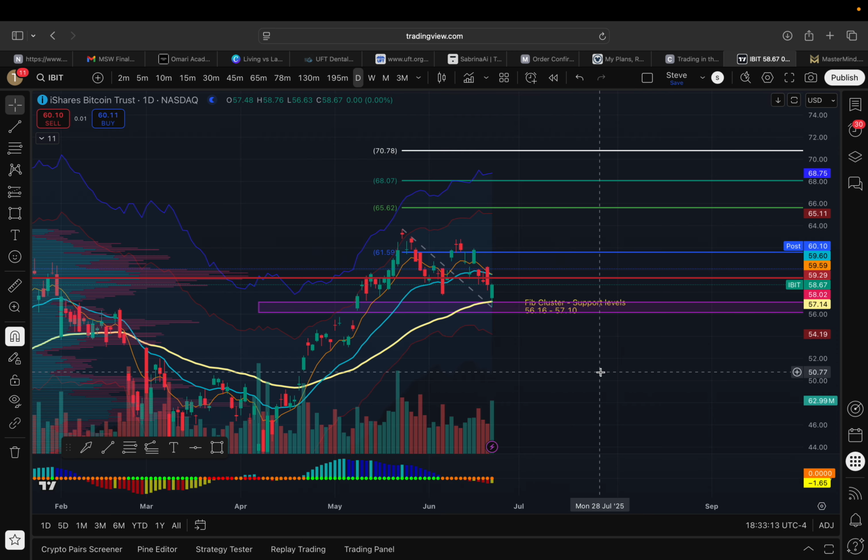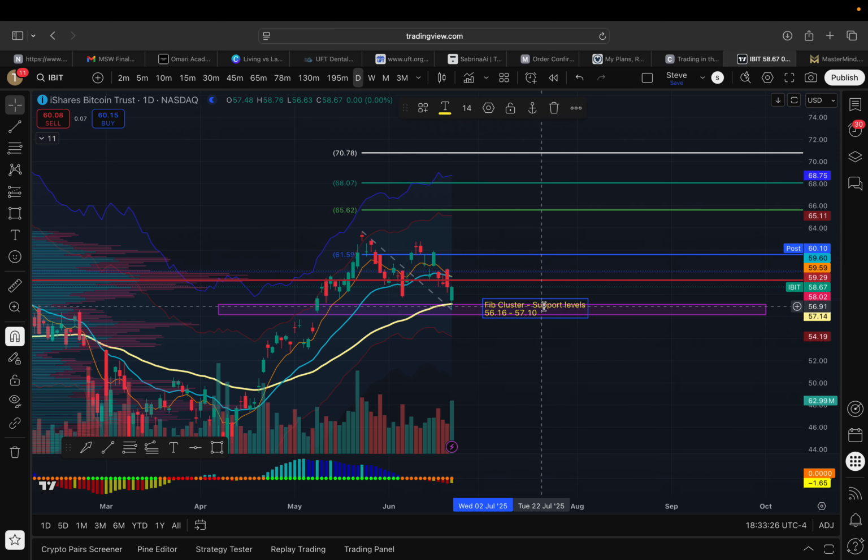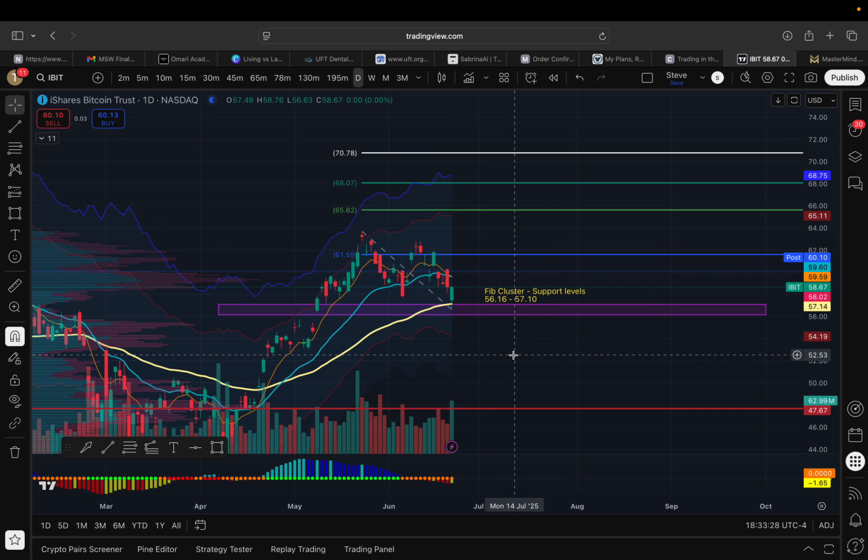This red line here that I did not put in, that's going across, that's the POC, or the point of control. That's where a lot of decisions are being made. So I got my fib cluster zone. I got the support levels from 56.16 to 57.10. I got my take profit up here: Target 1, 65. Target 2, 68. Target 3, 70. And there might be some resistance over here around 61.59. This is my setup.